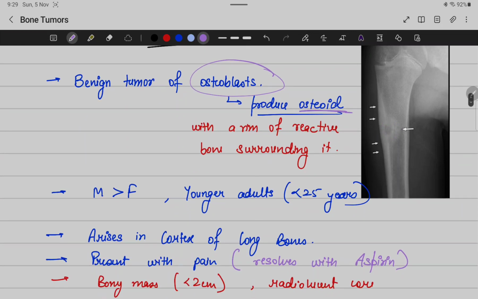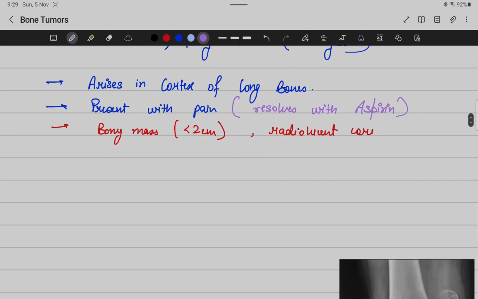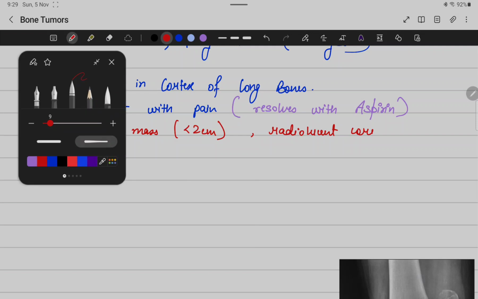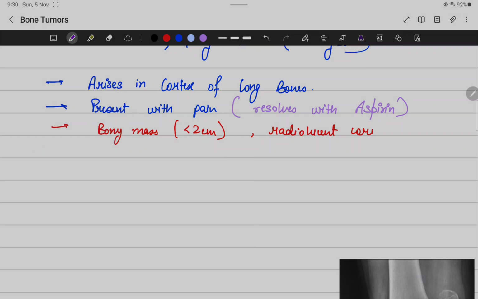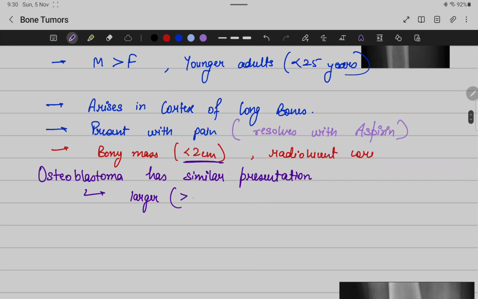Okay, now let's then talk a little about your osteoblastoma, because the presentation of osteoblastoma is very similar to your osteoid osteoma. Your osteoblastoma also has similar presentation. Okay, but what's the difference? The difference is that in osteoblastoma the masses formed are larger, so it is larger. The osteoid osteoma was less than 2 centimeters. This is more than 2 centimeters.